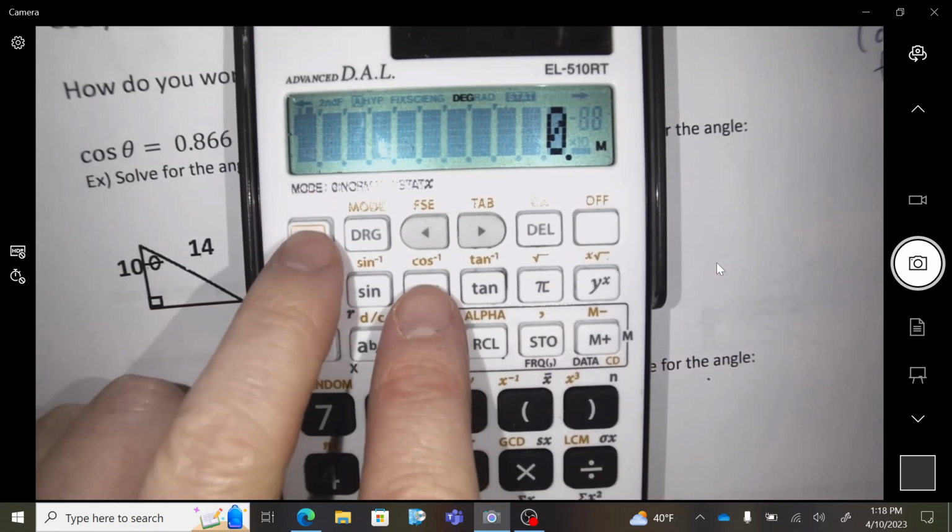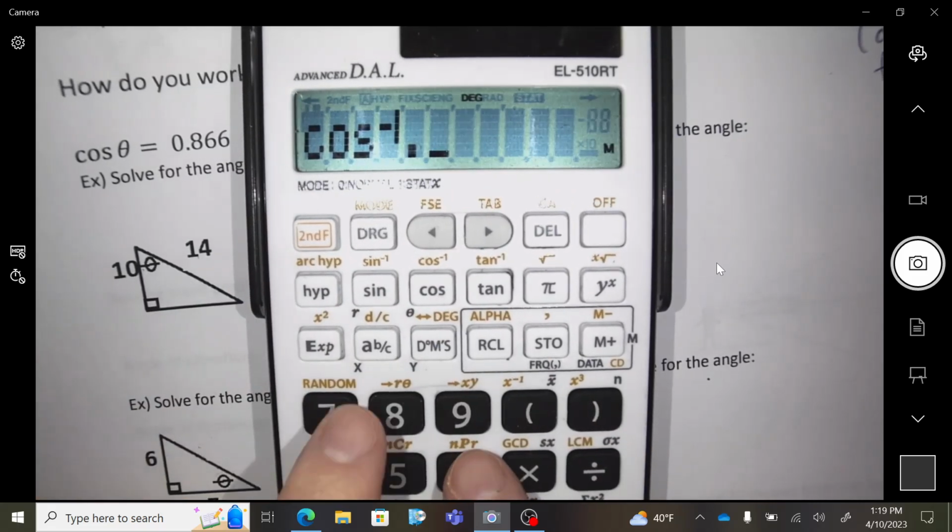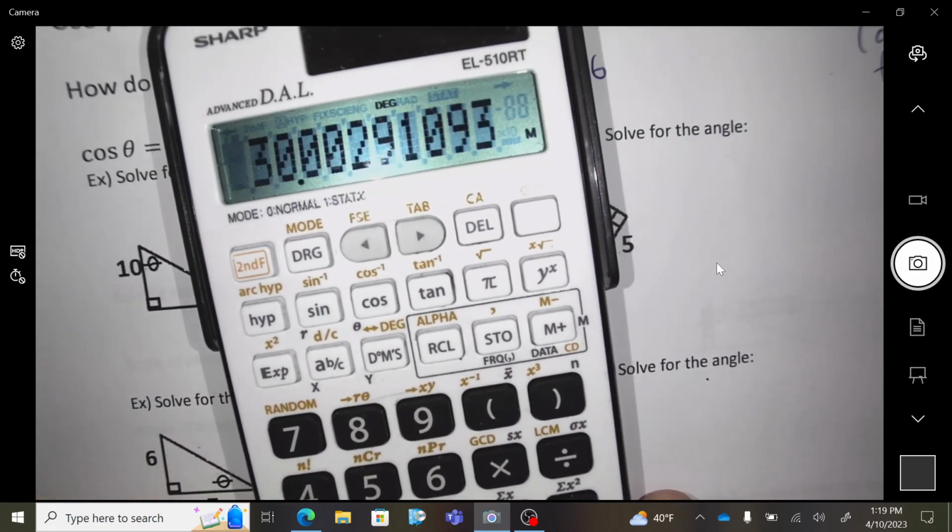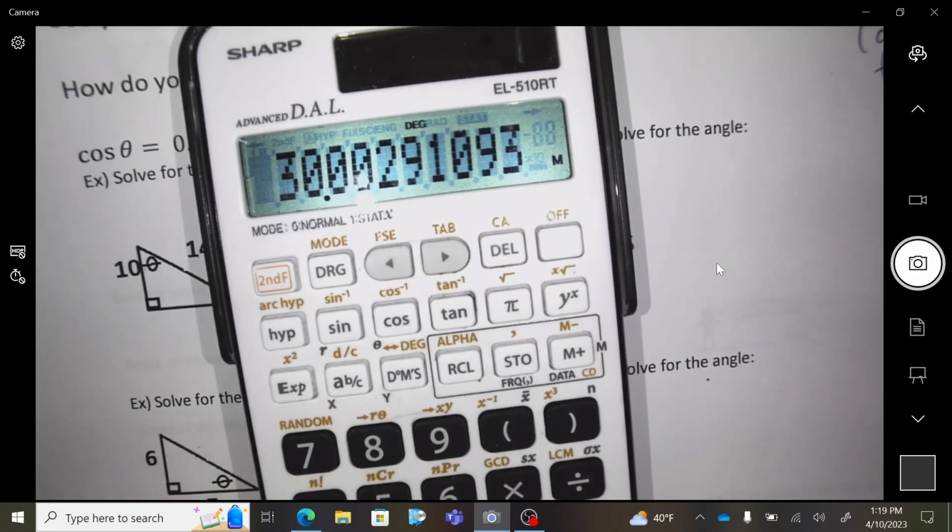So again, I pushed second cos 0.866. Did it work for everybody? You got that new button? Did it work? You're going to push 0.866 first, and then second, and then second cos. 30 degrees. Anybody's calculator not working? Okay.